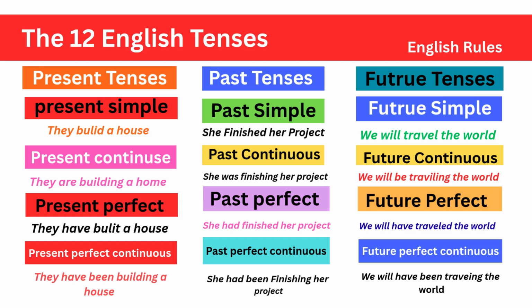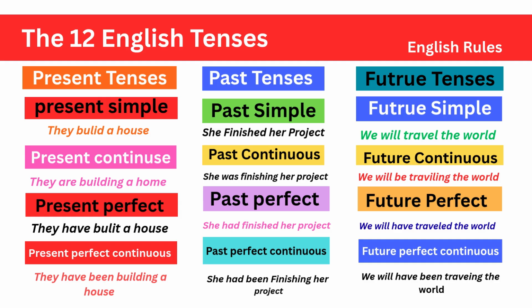Present perfect, used for actions that happened at an unspecified time or started in the past and impact the present. Example: they have built a house. Present perfect continuous, used for actions that started in the past and are still continuing now. Example: they have been building a house.